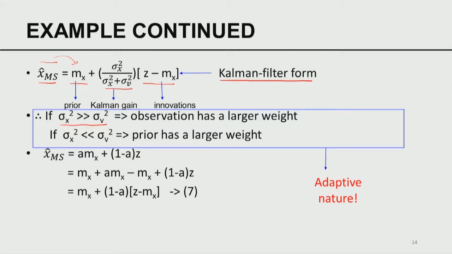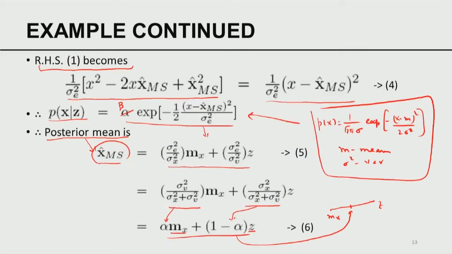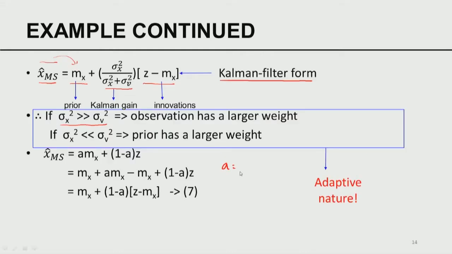So by substituting, 7 is another way of rewriting the same thing. I believe a is a constant. So in this case, a is equal to the previous thing that comes in here, which is sigma square v. A is equal to sigma square v by sigma square x plus sigma square v. That is the definition of a, which we have also called alpha.